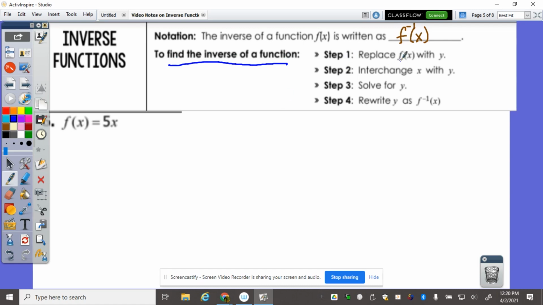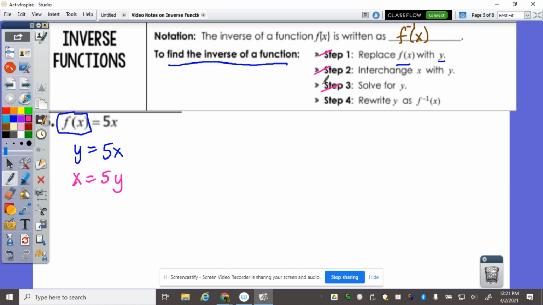Step one, replace the f of x by y. So here I have an example. I'm going to change this f of x to y. So y is equal to 5x. Step two, interchange x and y. That means swap or switch the x and y. The y becomes x and the x becomes y.